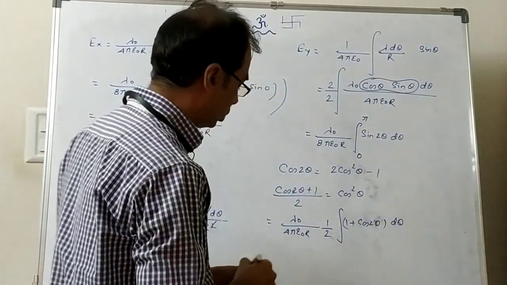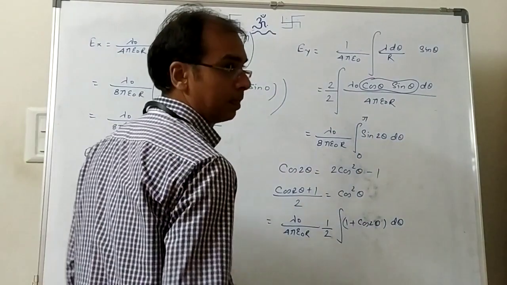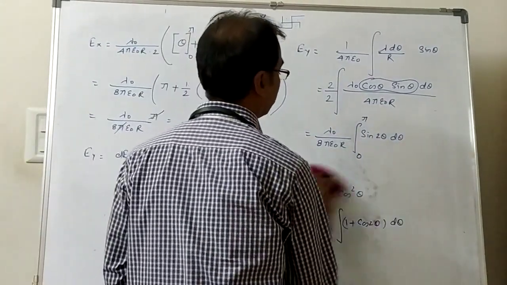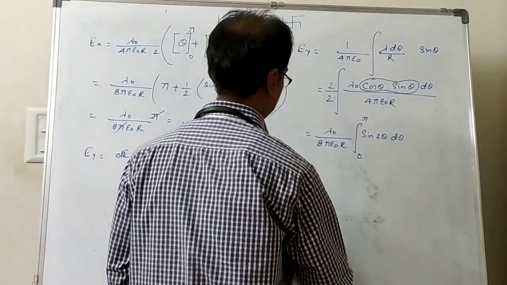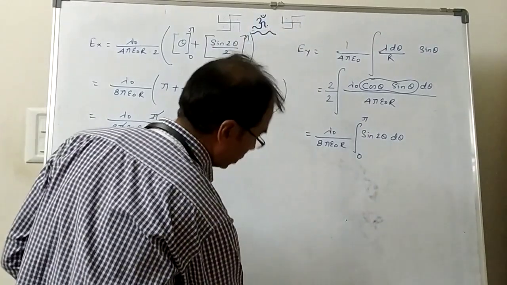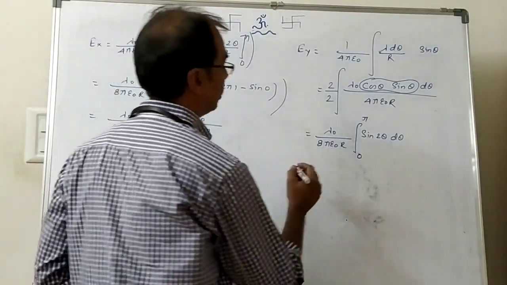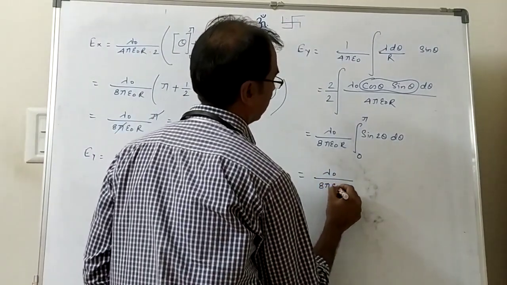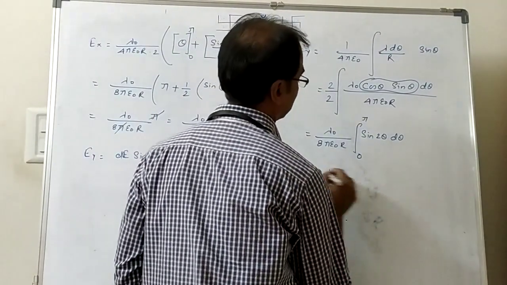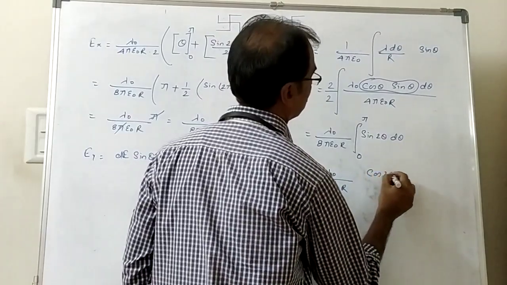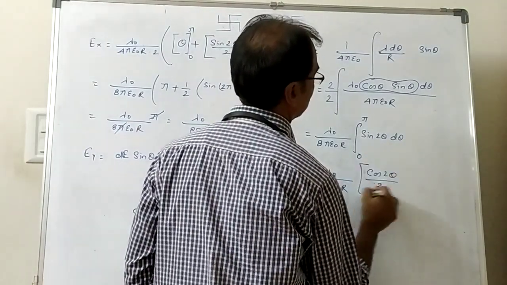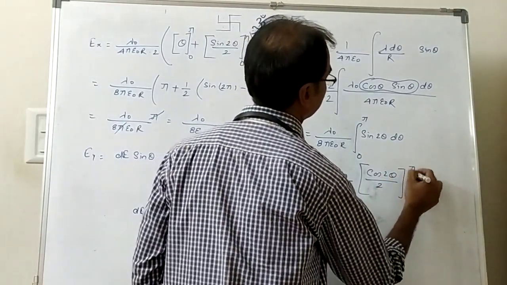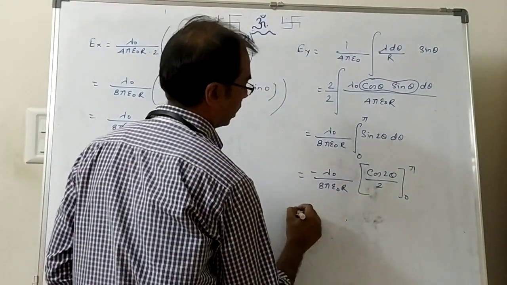Okay. Now sine 2 theta's integration is what? Minus cos 2 theta by 2. So we get lambda naught by 8 pi epsilon naught r, minus, cos 2 theta by 2, with integration limit 0 to pi. Take this 2 outside again.